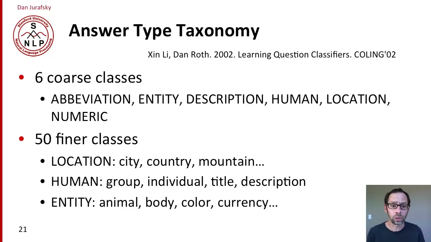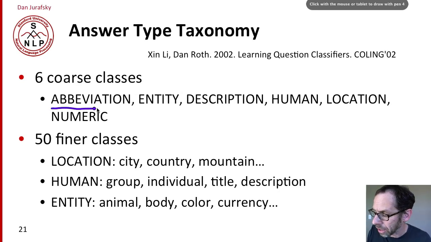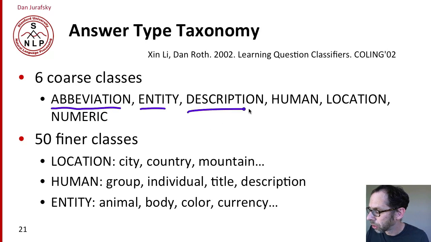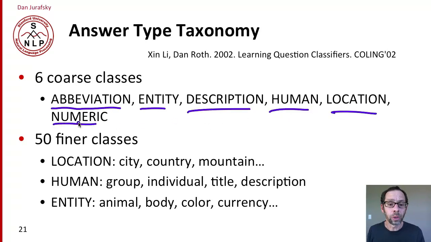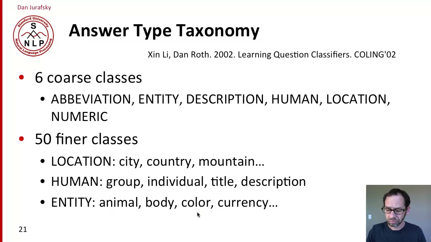useful in question answering. So for example, here's the taxonomy from Lee and Roth. They talked about 6 coarse classes. We might ask about abbreviations or entities, descriptions of entities, people, places, and numbers. These are the kind of things we might have. And inside those, we might have more specific classes. So we might be asking about a city or a country or a mountain as a type of location. Or we could be asking about a person or a group of people, and we could be asking about all sorts of different kinds of entities.